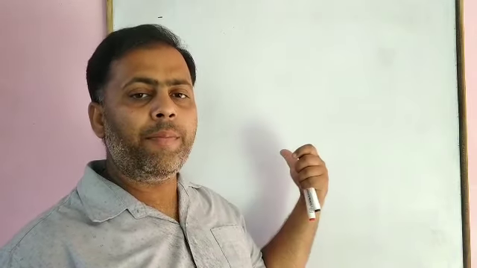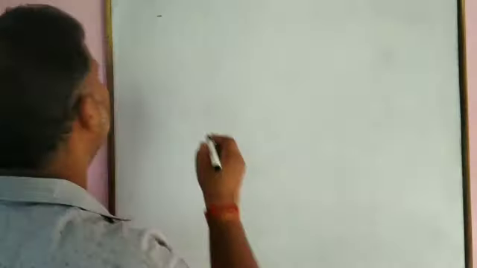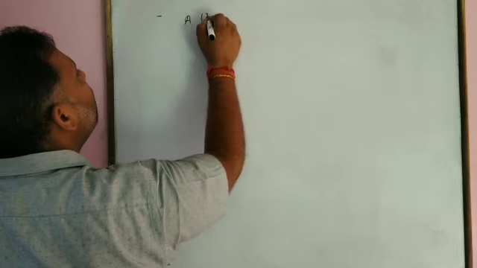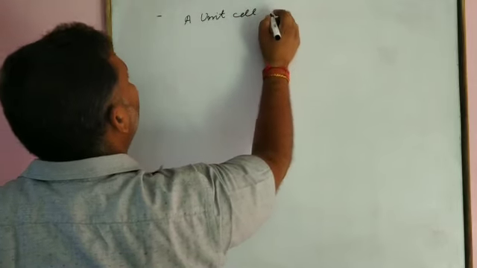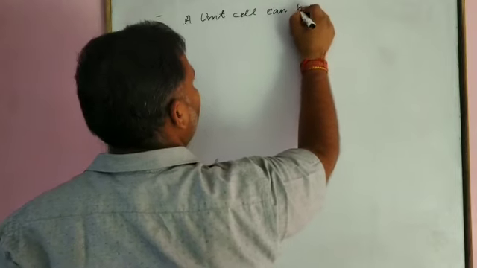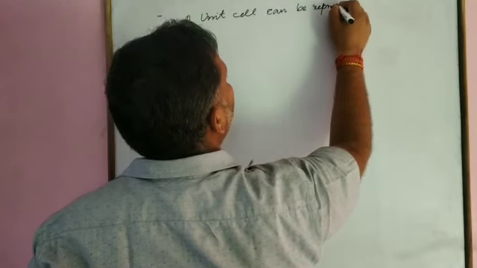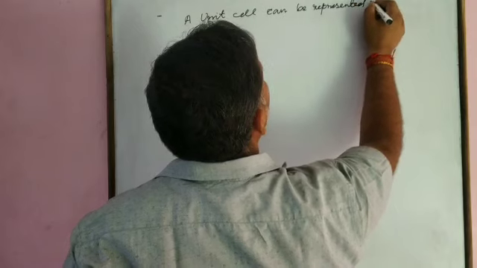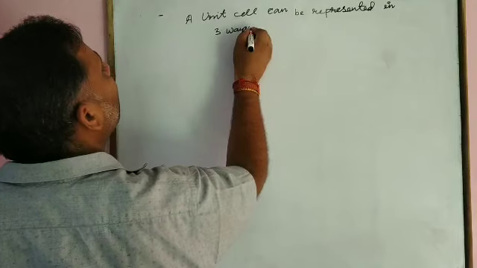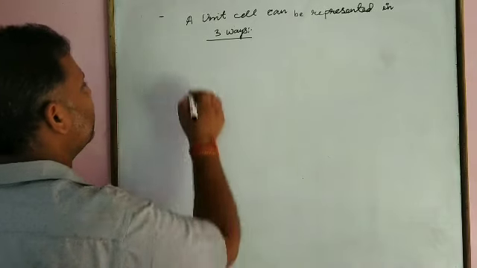Let us discuss the type of unit cell and the number of atoms present in each unit cell one by one. But before that, let us know how to represent a unit cell. As I have explained earlier, a unit cell can be represented in 3 ways. The first one is open structure.